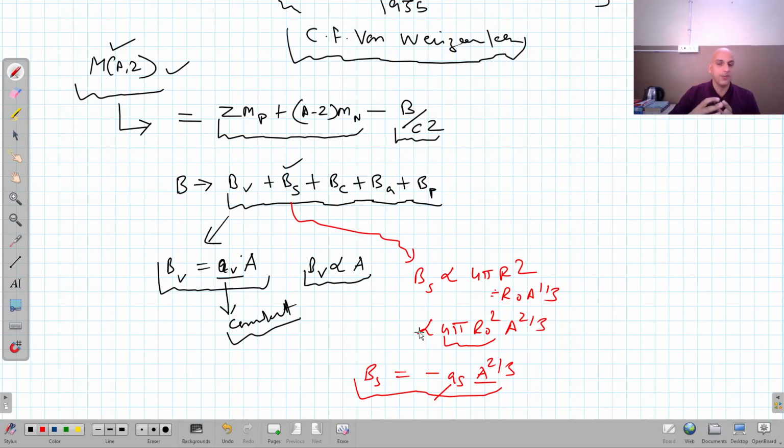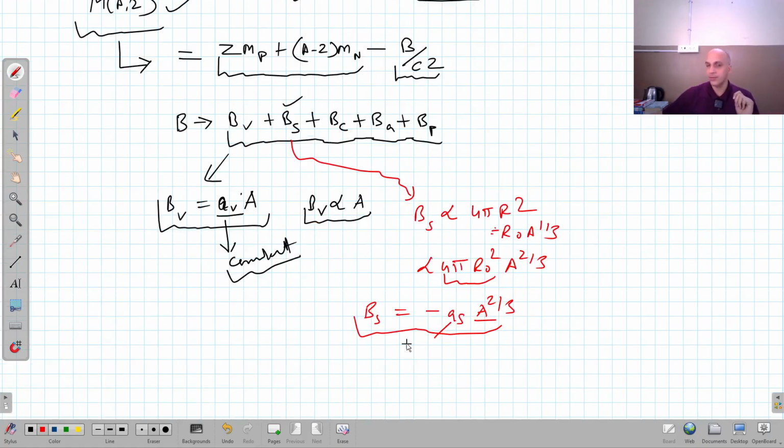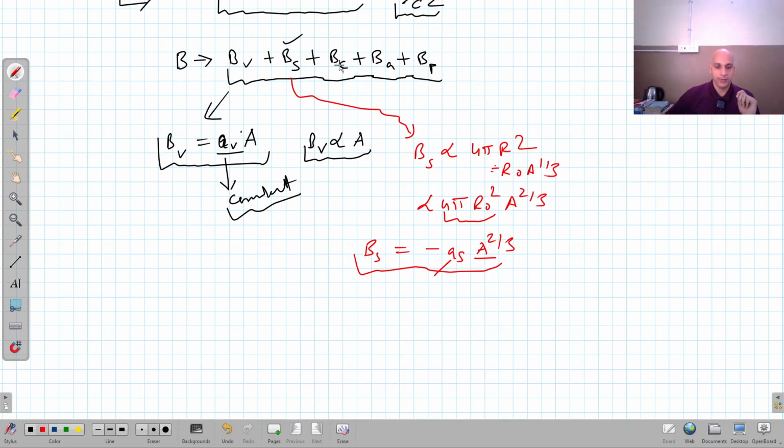It is decreasing the stability of the nucleus. That's why we are taking it as a negative. I'm not going into all the details; I'm only picking up the important points. Then the third term, that is the Coulomb energy term, right?